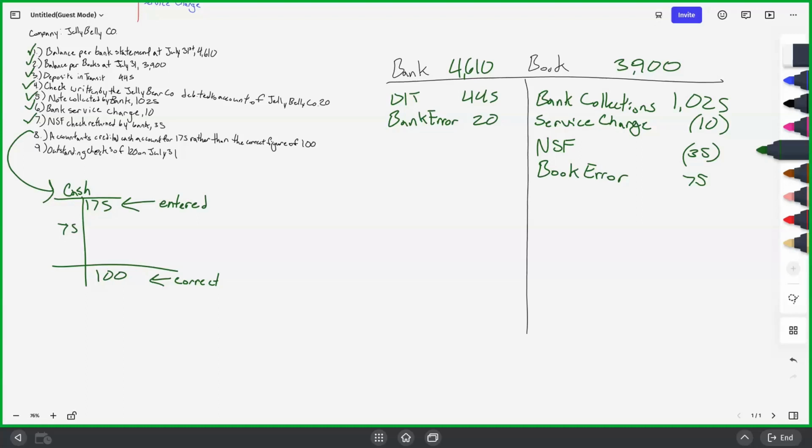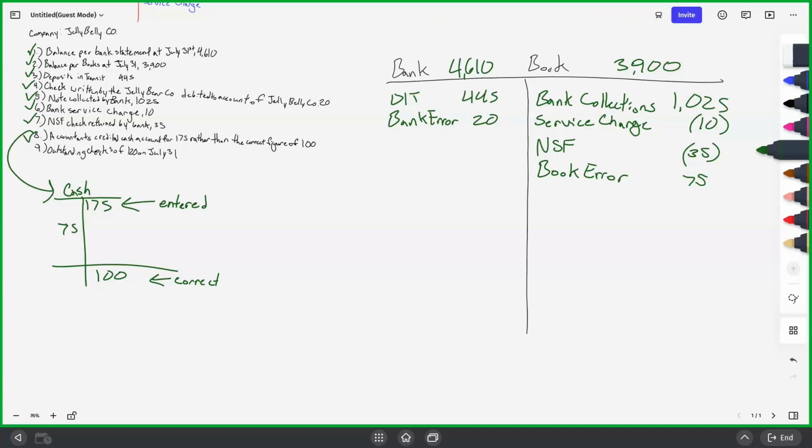Now, this is why this works for anything if the figures are swapped. If we entered 100 when we meant to put 175, we're able to figure out, well, we just need to credit more. But this is a foolproof way that you're able to get the correct amount on your test. So I highly recommend getting very used to T charts. So we'll put a check mark there.